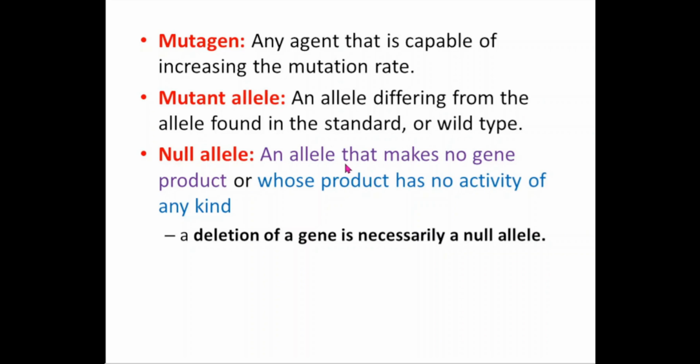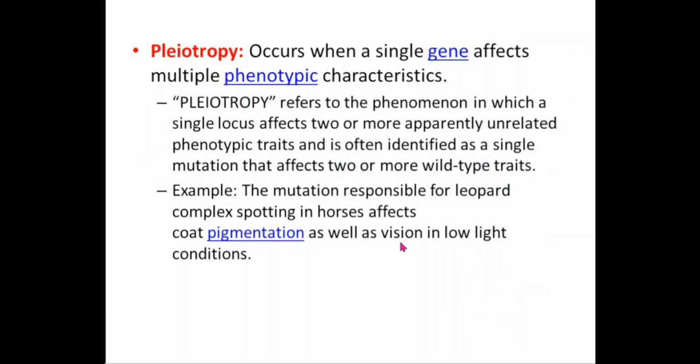Nil allele: an allele that makes no gene product or whose product has no activity of any kind because of mutation. It says an allele that makes no gene product. What are gene products? Proteins. So there is no gene product, or if there is a product, that protein will not be functional. For example, a deletion of a gene is necessarily a nil allele. If a portion of a gene is deleted, it will not code for a protein. That is a very important example of a nil allele.